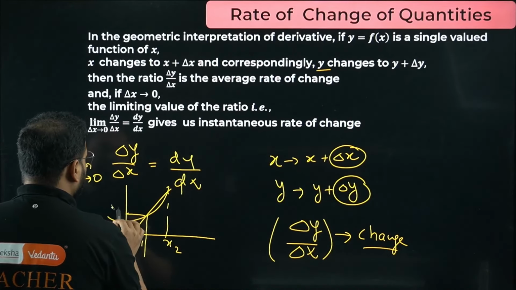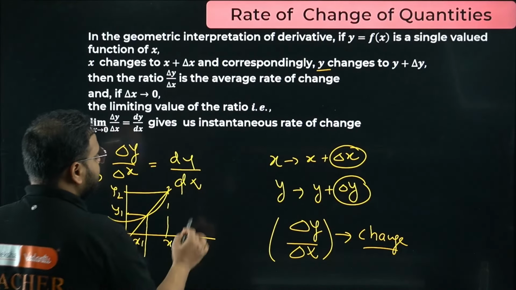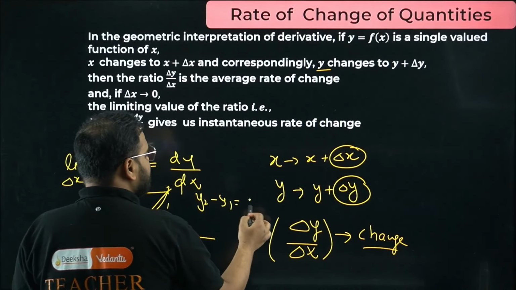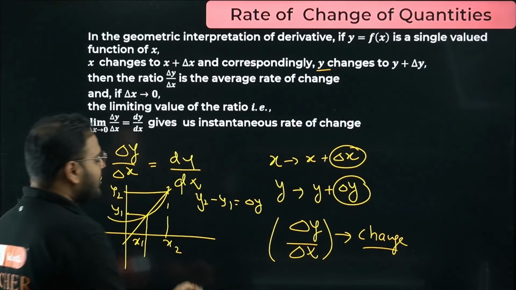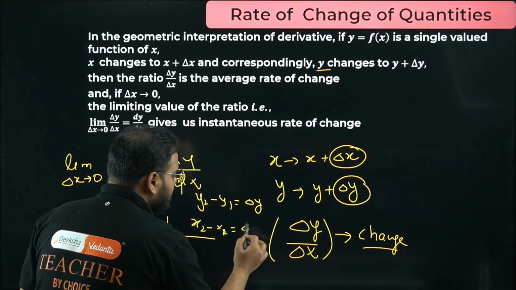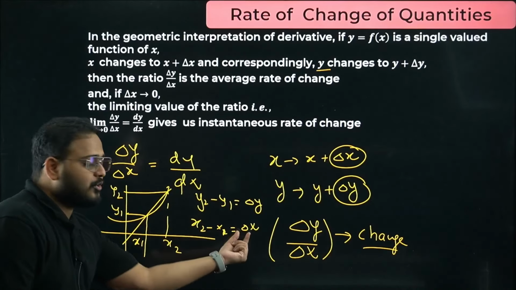Over here, I have y1 and y2, right? So what we do over here, y2 minus y1 is basically my change in y. And whenever you have x2 minus x1, which is what? Delta x. Whenever I make this delta x 0, what does it mean?